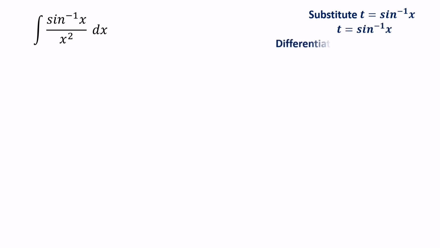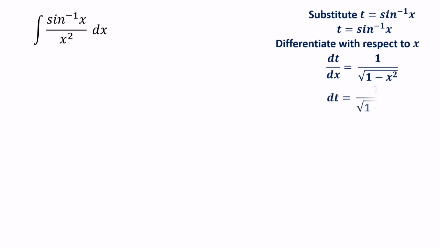Differentiating with respect to x, we can write dt over dx equals the differentiation of sin inverse x, which is 1 over root 1 minus x squared. Then we can write dt as 1 over root 1 minus x squared dx. Then root 1 minus x squared dt equals dx. So we can write dx as root 1 minus x squared dt.